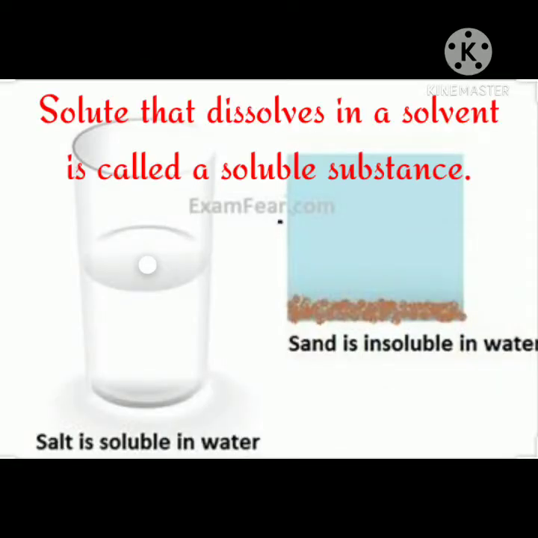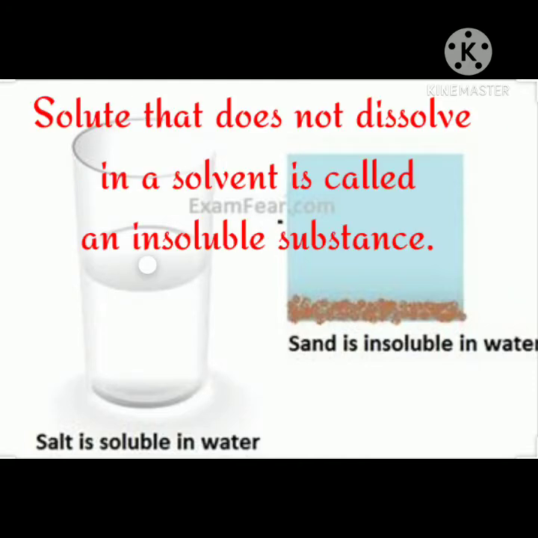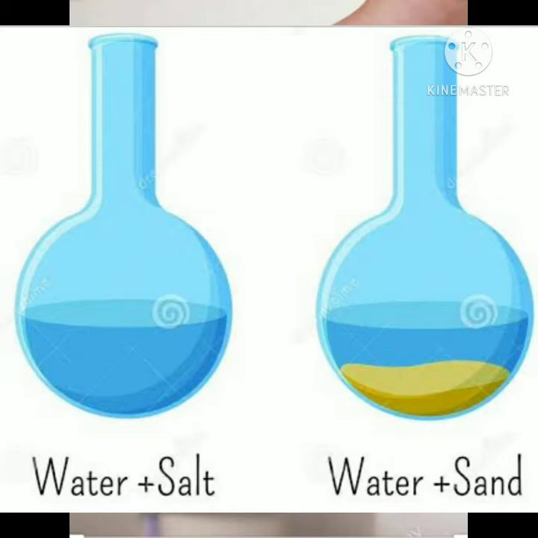If a solute dissolves in the solvent, it is called a soluble substance. And if a solute does not dissolve in the solvent, it is known as an insoluble substance. For example, salt dissolves in water, so salt is a soluble substance. Sand does not dissolve in water, so it is an insoluble substance.